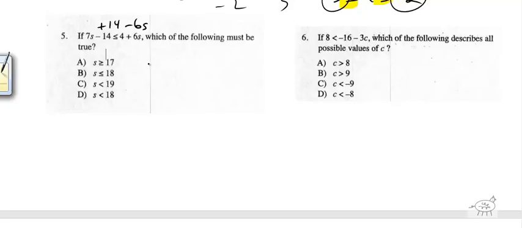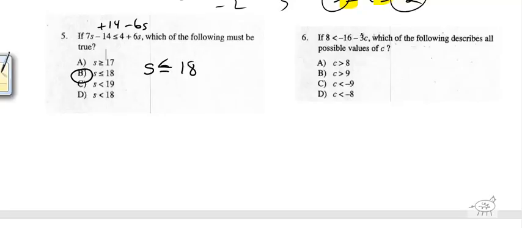So let's actually subtract the 6s. 7s minus 6s is 1s, so s is, sorry, less than or equal to, and then I added 14, so 14 plus 4 is 18. And that's all you have to do. This one's actually pretty easy. You don't really have to do a lot here because you already have a positive 1s, nothing to do. So s is less than or equal to 18.